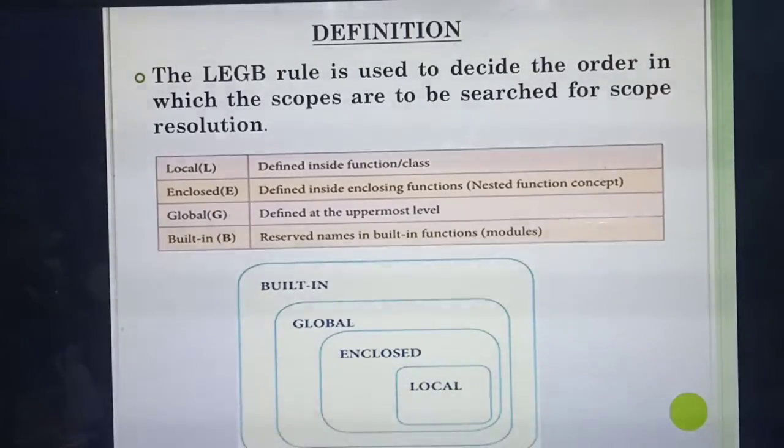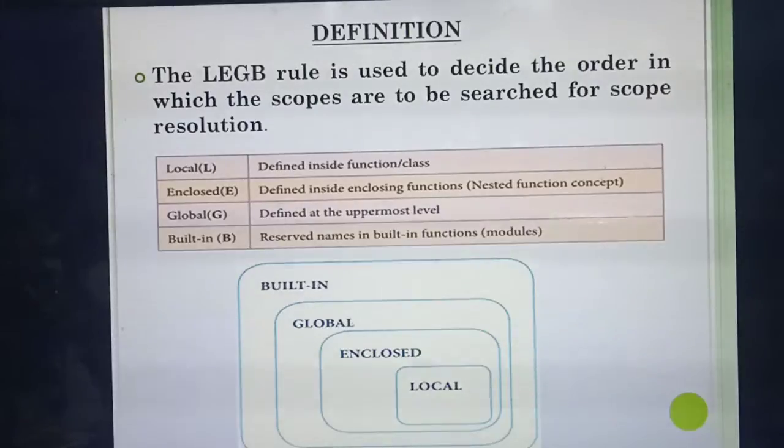Okay, what do you mean by local? A variable defined inside the function. That is important. Here the important word is inside the function. Local always means it is defined inside the function or class. Then enclosed. For enclosed, the important word is nested. What do you mean by nested? You have studied nested a lot in 11th standard. What are the nested things you have studied? Nested function, nested loop. So what do you mean by nested? Defined one inside another. That means nested function means one function is defined inside another function.